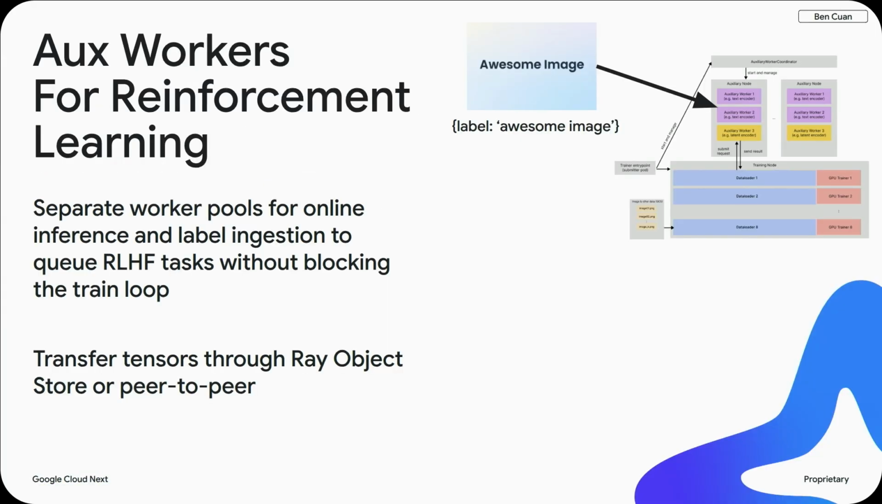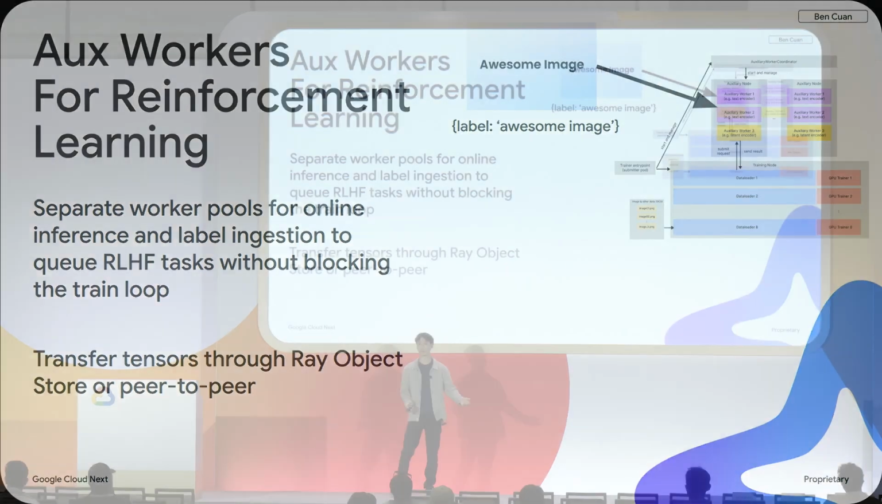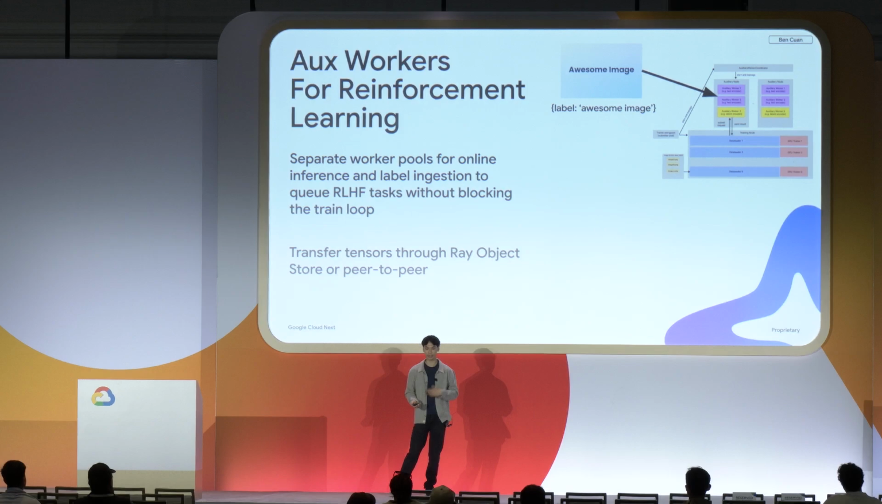And just to make that even more concrete, we use auxiliary workers for our online reinforcement learning platform. So we have separate worker pools that run our inference tasks, and then when we're ready to transfer the new weights from our main training loop to our workers that are running inference, then we can use Ray Object Store. We're also experimenting with alternative ways to optimize that even further with peer-to-peer communication.